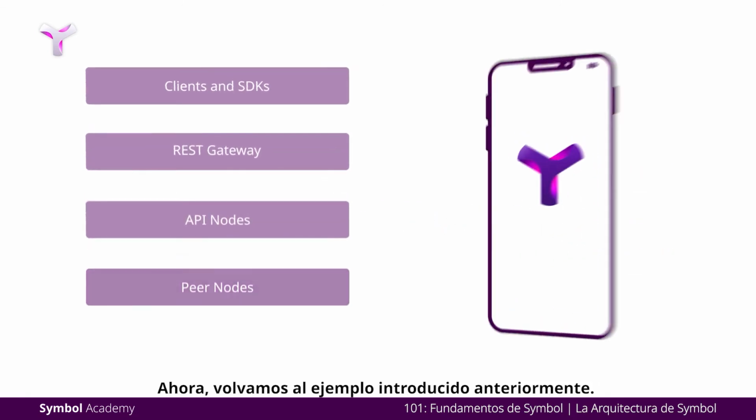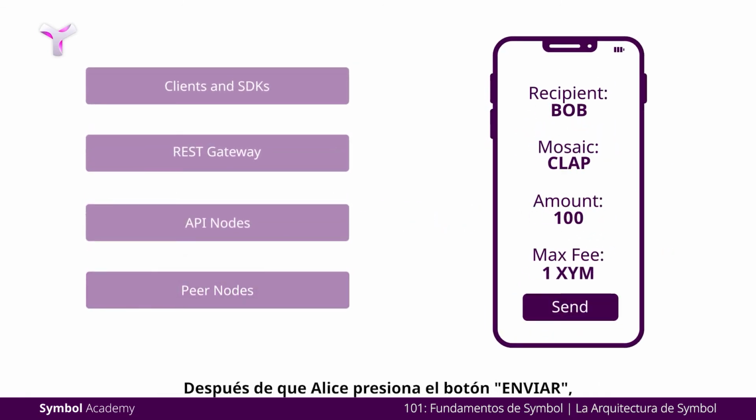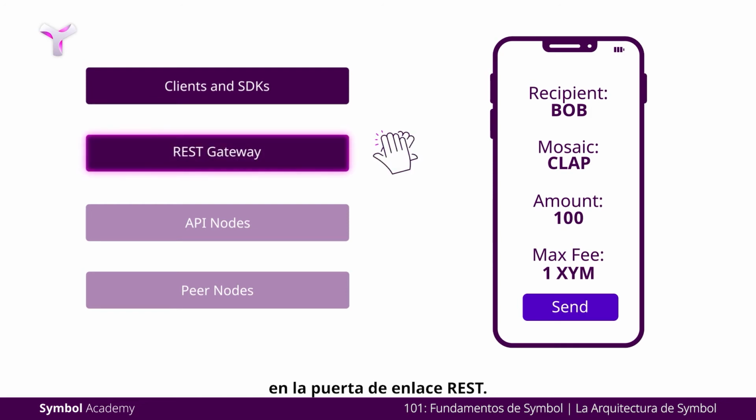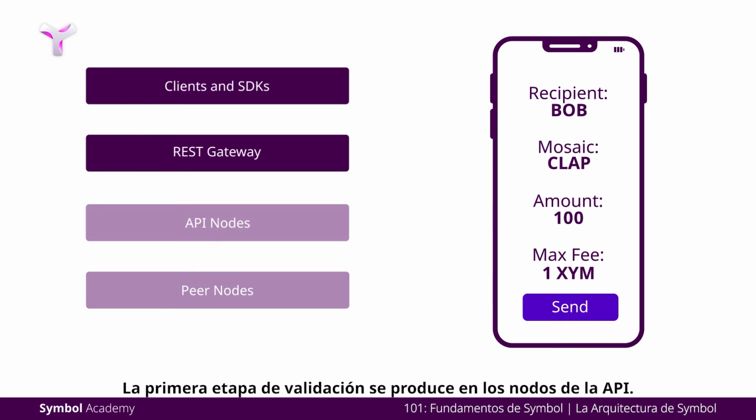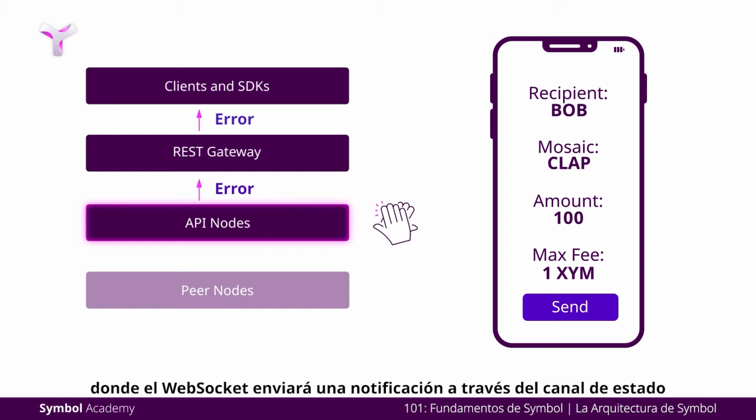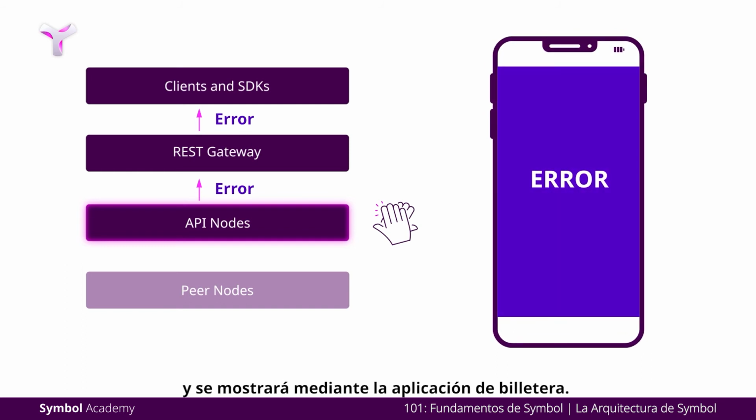Referring back to the example introduced earlier, after Alice presses the send button, the transaction data is compiled and announced to the REST gateway. A notification will be returned immediately. But at this point, it would remain unknown whether the transaction is valid. The first stage of validation happens in the API nodes. If the transaction proves to have an error, it's communicated to the REST nodes, where the WebSocket will send a notification through the status channel and be displayed by the wallet app.